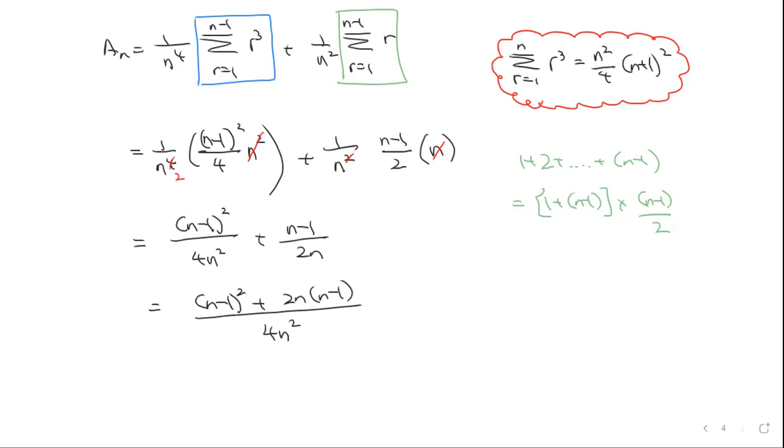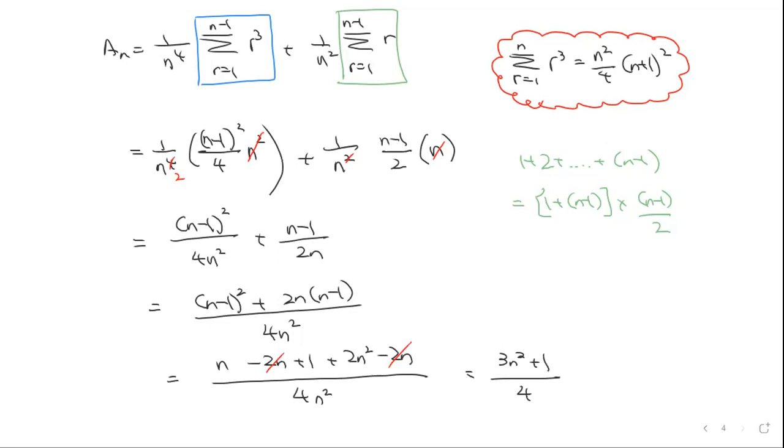And we might just quickly expand. It's got 2n squared, so plus 2n minus 2n gives you 0. So we've got 3n squared plus 1 over 4n squared. So that's our solution to an.